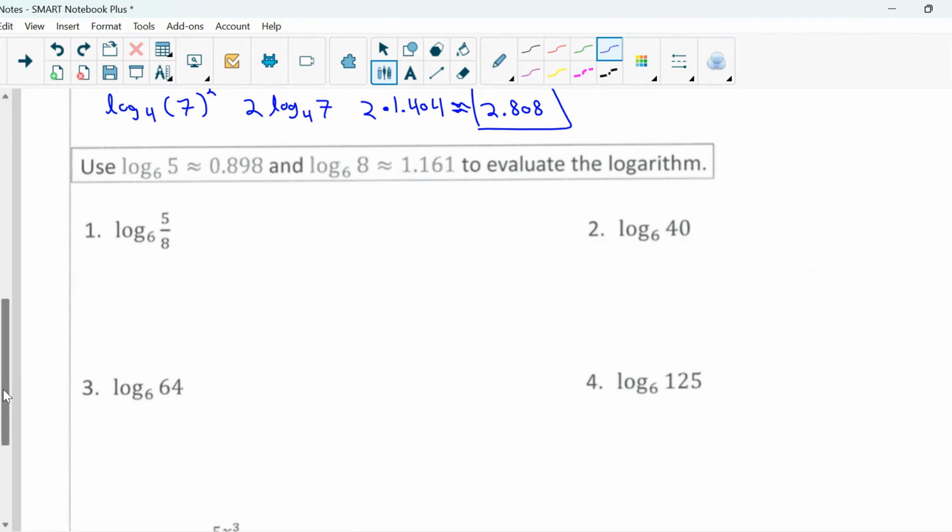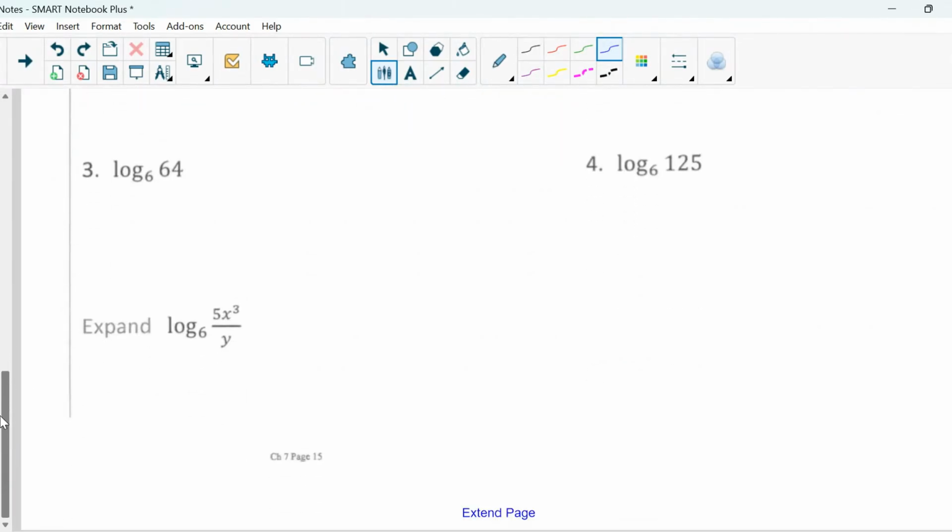So I'm going to skip ahead and look at some of our log expansions. So looking at this one here, you will expand logs using the properties of logarithms. So if I wanted to, I have a quotient property here. So I could rewrite this as log base 6 of my numerator, so 5x cubed, minus log base 6 of my denominator, which is just y.